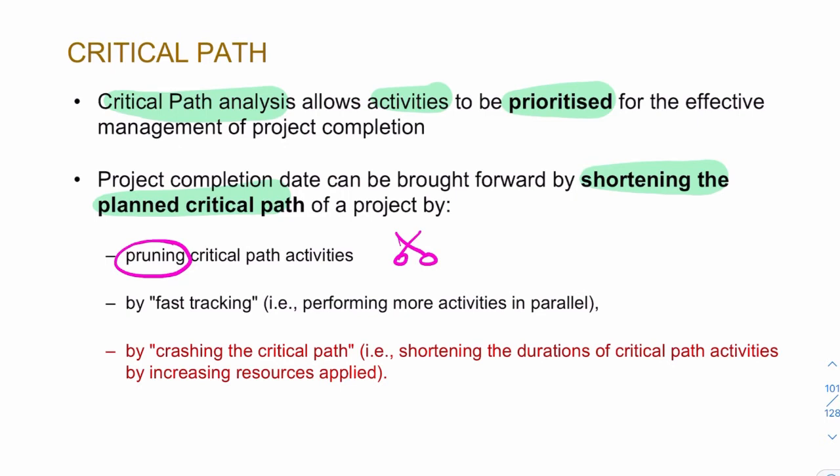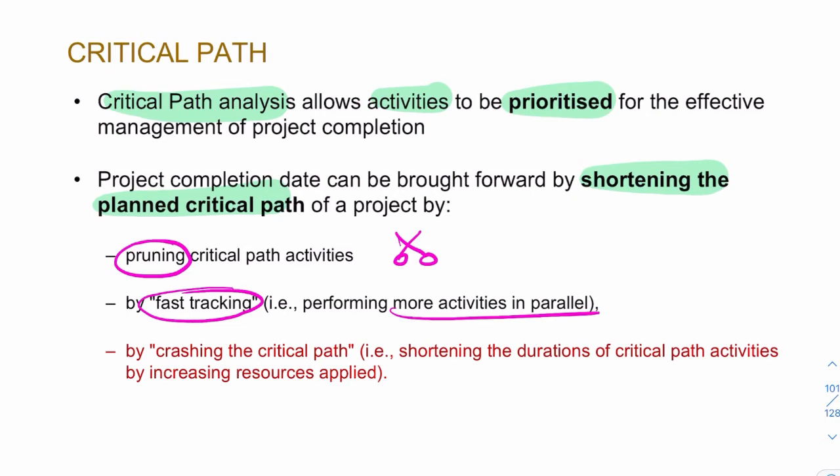Another way of doing it is by fast tracking. Fast tracking is by doing things in parallel. So you might previously have said, well, B can't happen until A has happened. Fast tracking is saying, okay, let's just get B and A started at the same time. Even though B would normally have come after A, let's just start them at the same time. And by fast tracking, we end up with a shorter critical path.